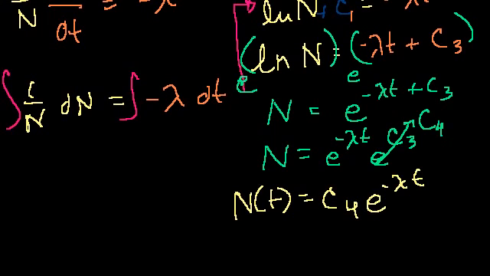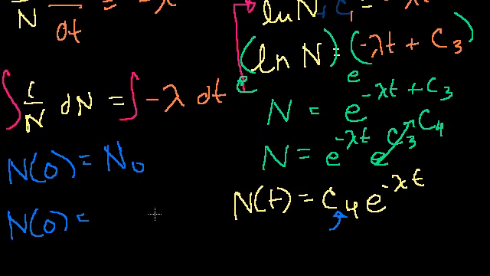Now let's say even better, let's say that at t equals 0, we have n sub 0 of our sample. That's how much we're starting off with. So let's see if we can substitute that into our equation to solve for c4. So we say at n sub 0, let's put 0 in here. That is equal to n sub naught, and that's equal to c4 times e to the minus lambda times 0.